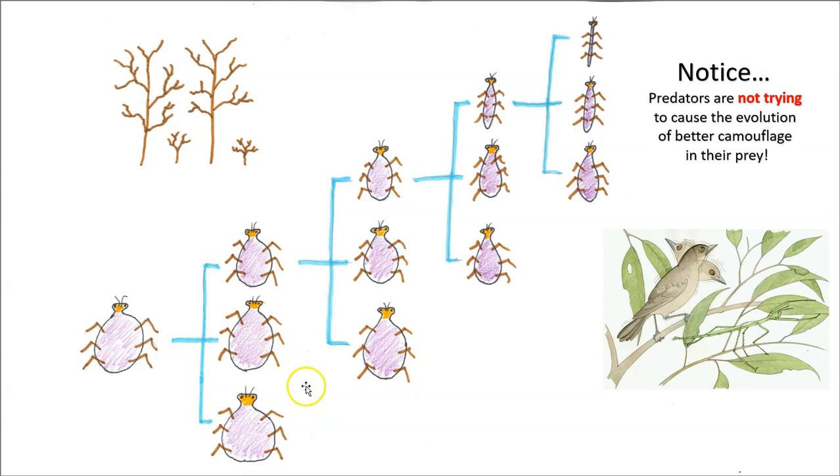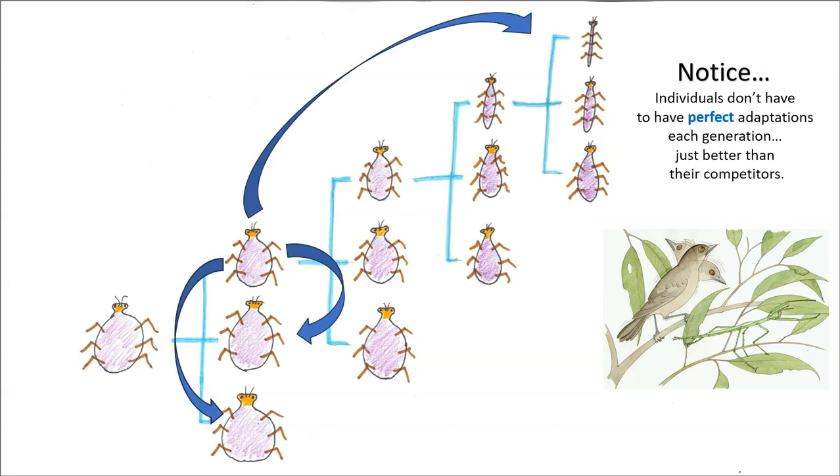And notice that predators are not trying to cause the evolution of better camouflage in their prey. It's not like the birds have set upon themselves the project, let's make these bugs better camouflaged. Let's turn them into stick insects. No, they're not trying to do that. They're just trying to eat. But it's the interaction of predators with this population that is causing the evolution of the stick insects.